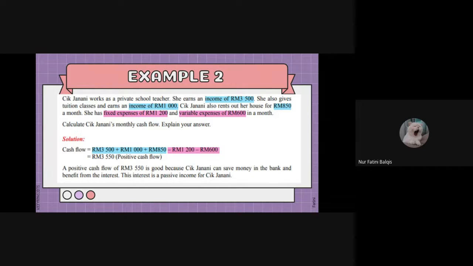Explain your answer. Okay, so you guys can see the blue color highlight is Cik Janani's income, and the pink color highlight is Cik Janani's expenses. So the calculation is we must plus the income first, which is 3,500 plus 1,000 ringgit plus 850 ringgit. And then we need to minus Cik Janani's expenses, which is minus 1,200 and minus 600 ringgit. So we get 3,550 ringgit, which is a positive cash flow.